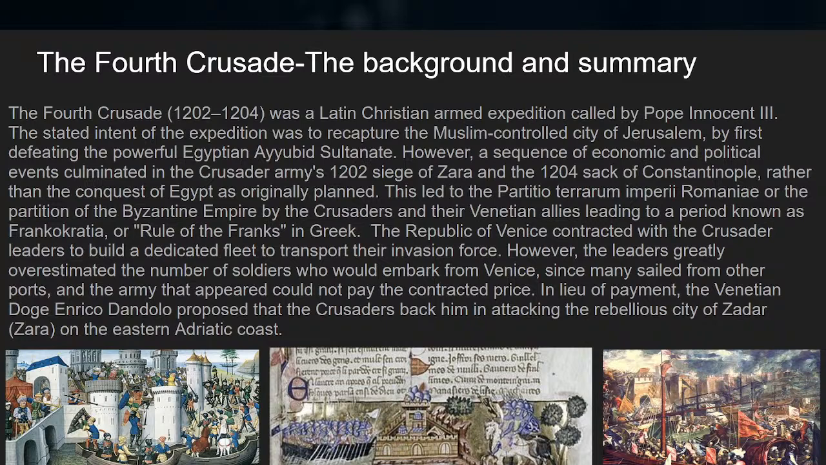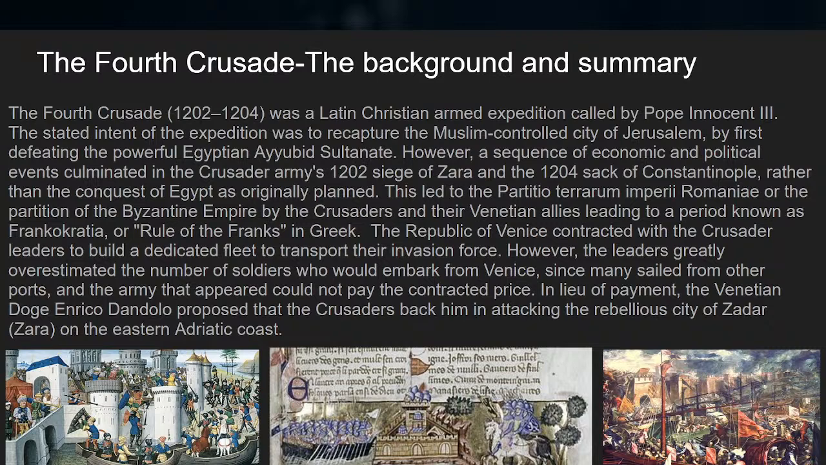The Republic of Venice contracted with the Crusader leaders to build a dedicated fleet to transport their invasion force. However, the leaders greatly overestimated the number of soldiers who would embark from Venice, since many sailed from other ports, and the army could not pay the contracted price. In lieu of payment, the Venetian Doge Enrico Dandolo proposed that the Crusaders back him in attacking the rebellious city of Zadar on the eastern Adriatic coast.